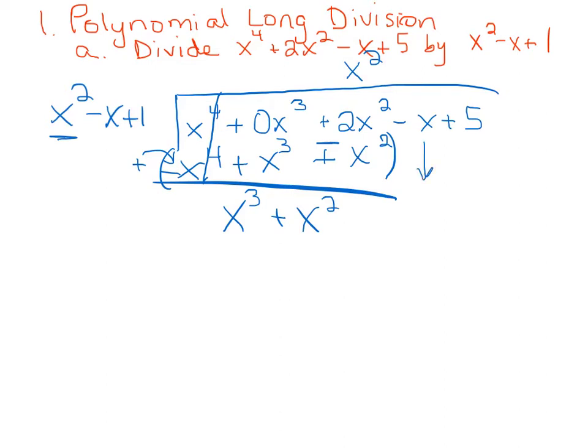Just like we do in regular long division, we bring down the next piece of the puzzle. So bring down your negative x. Now, what can I multiply x squared by in order to get x cubed? Well, that's going to be a positive x. So when we multiply by positive x times x squared gives me x cubed. Again, I want to match this up so that they're exact, and that way when I subtract, it disappears. X times a negative x is a negative x squared, and x times a positive 1 leaves me with a plus x.